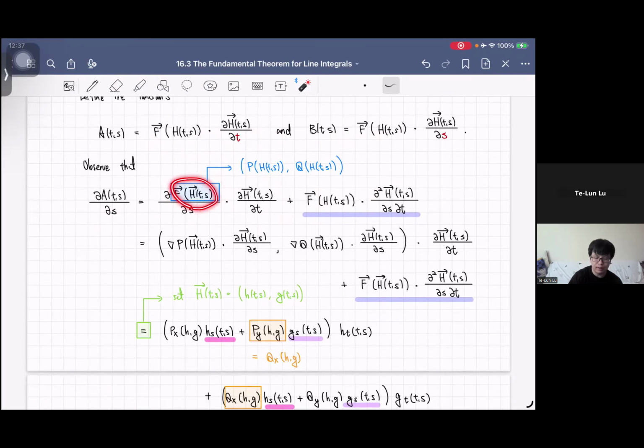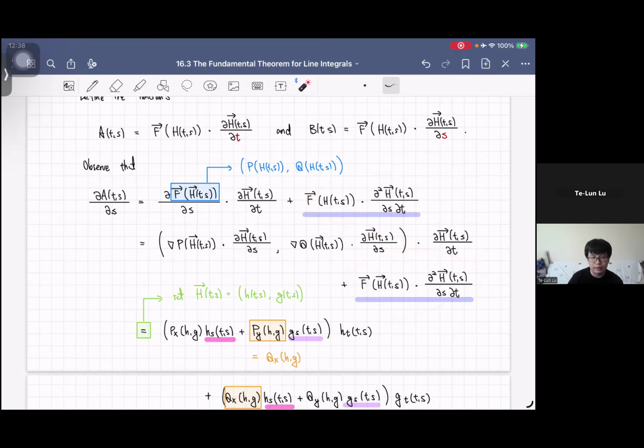F of h is simply P of h and Q of h, right? Don't forget that we are assuming F is a two-dimensional vector field. So we have by the usual chain rule that the differentiation of this guy, F with respect to S, is simply gradient of P evaluated at h, and then differentiating h with respect to S, taking dot product, right? This is the differentiation of this guy. And similarly, the differentiation with respect to S of this guy is given by gradient of Q evaluated at h, taking dot product with h differentiated by S. And this guy remains, and this guy remains, right?